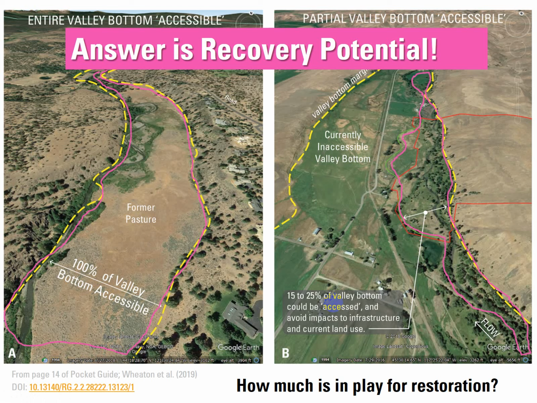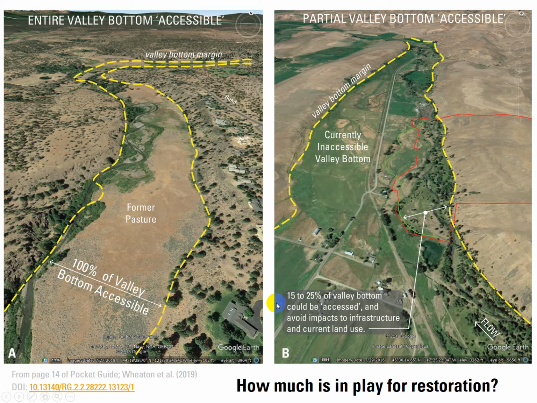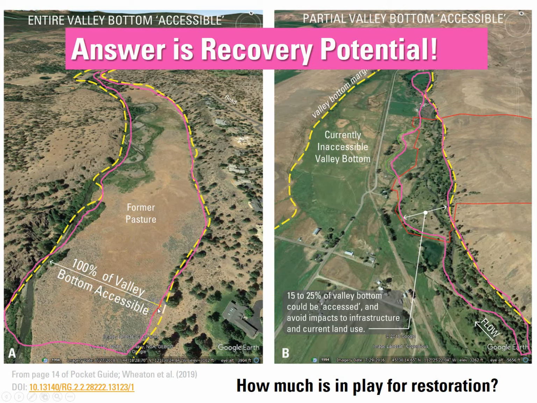And so in pink here, this is how much could be in play. And recovery potential is basically the valley bottom minus whatever infrastructure we have to avoid that's come up as risk. Okay. So on this previous slide, maybe the recovery potential in Coburn Creek is a lot less of the proportion of the valley bottom width if we are deferential to this. This would be a conversation with the landowner or manager to find out what their intentions and concerns are for that area. Or maybe the whole thing could be in play.